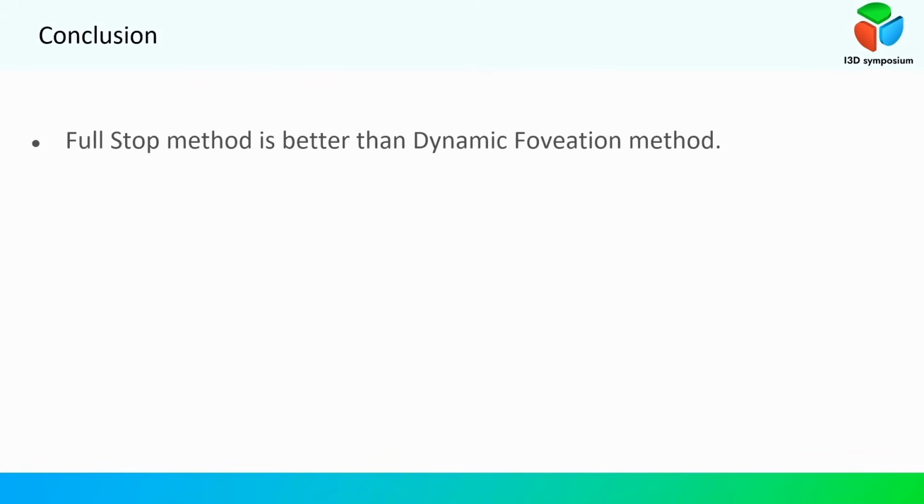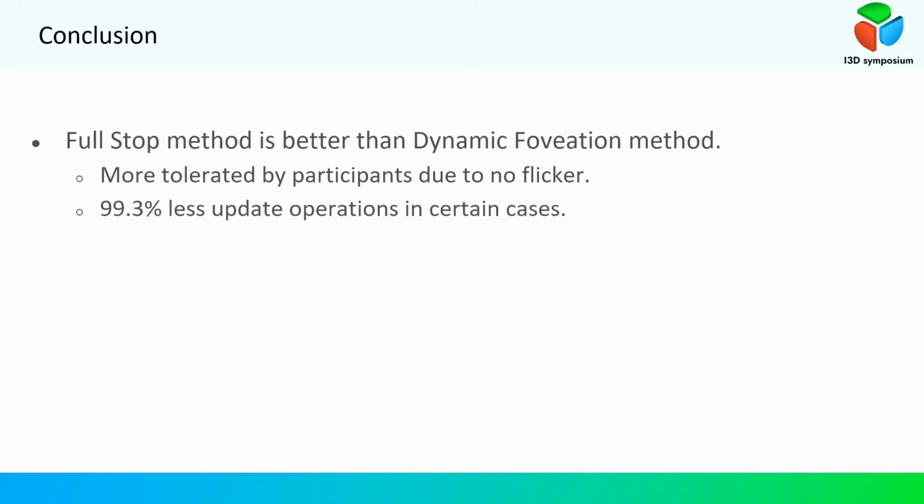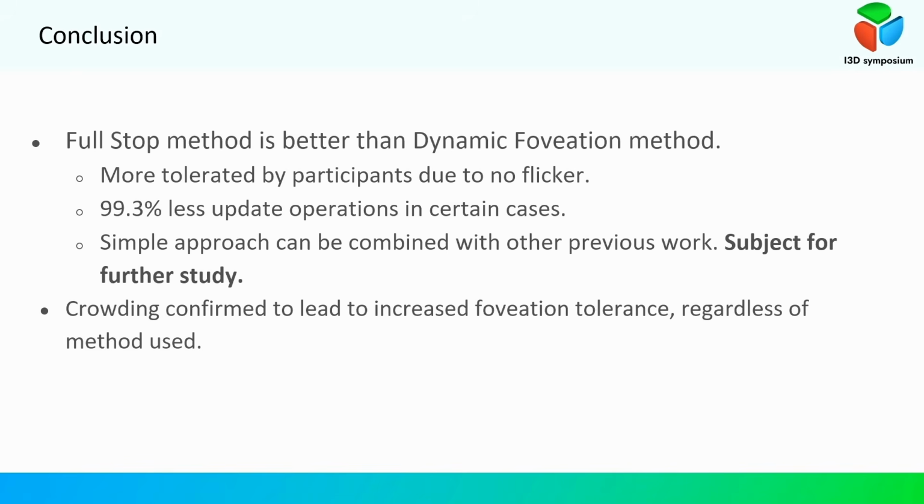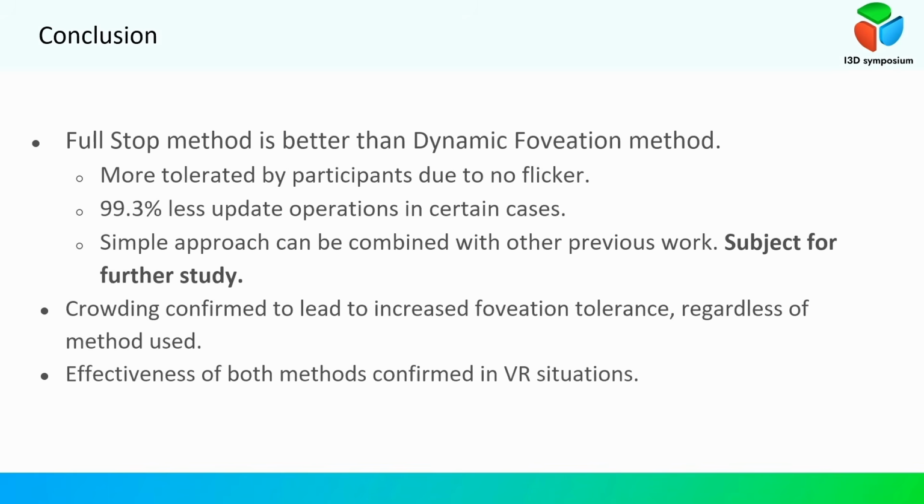So in conclusion, we believe the full stop method is better than the dynamic foveation method because, 1, it is more tolerated by participants due to the absence of flicker. 2, in the best case scenario, it can lead up to 99.3% less animation update operations. And 3, because of this simple approach, it can be combined with other previous work to accelerate crowds, which is subject for further study. Additionally, we've confirmed crowding does indeed lead to increased foveation tolerance in the case of foveated animations, regardless of which method is used. And finally, the effectiveness of both methods have been confirmed during our VR test.